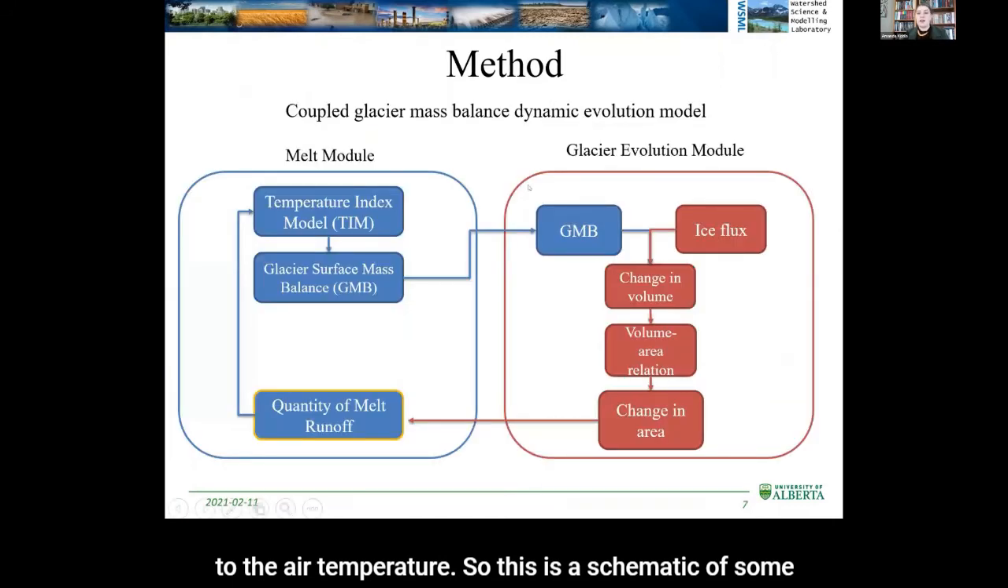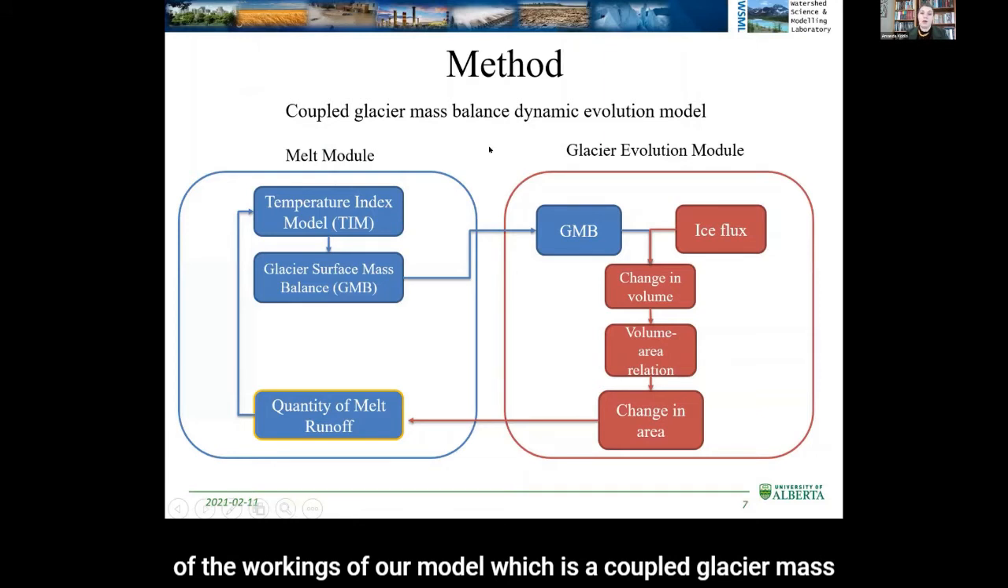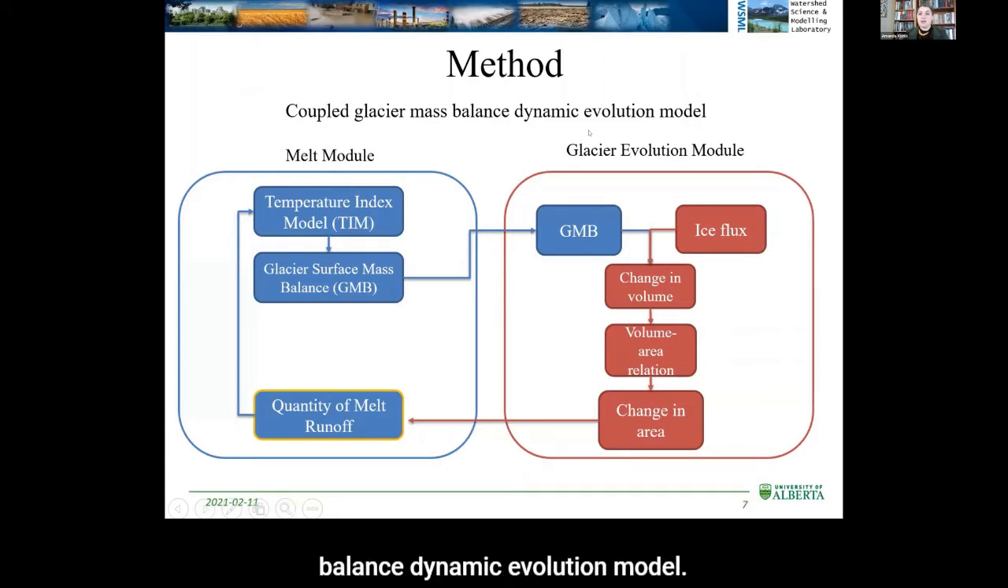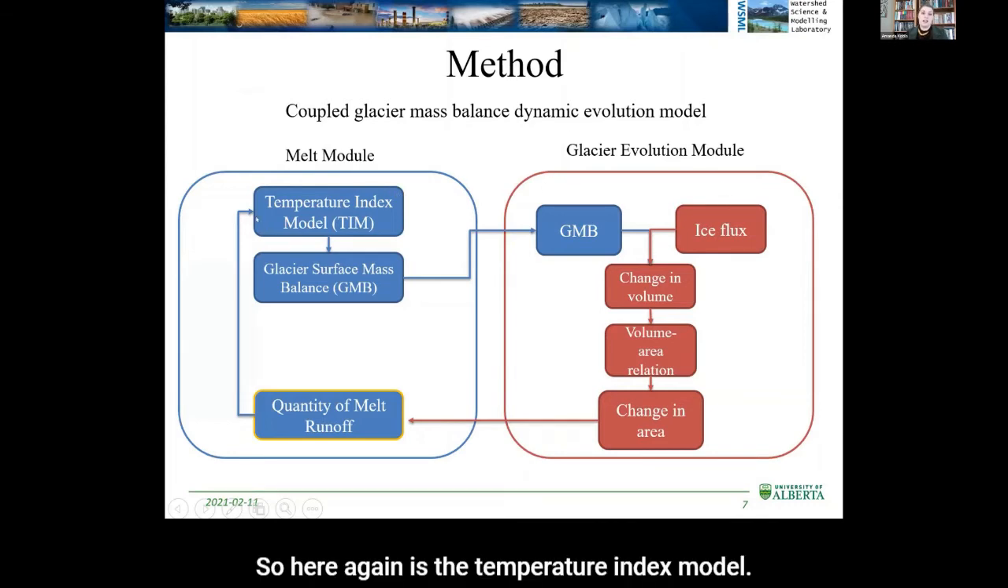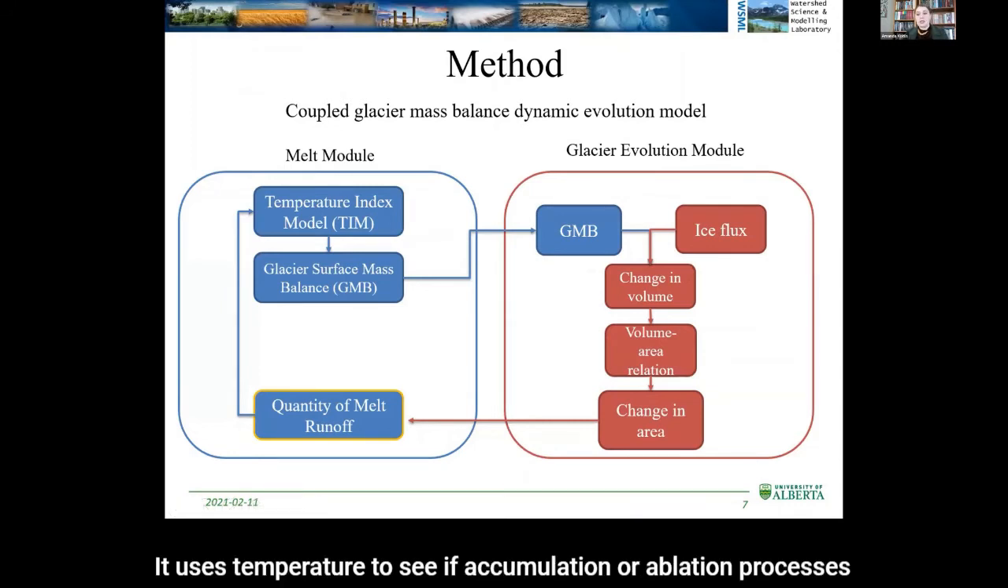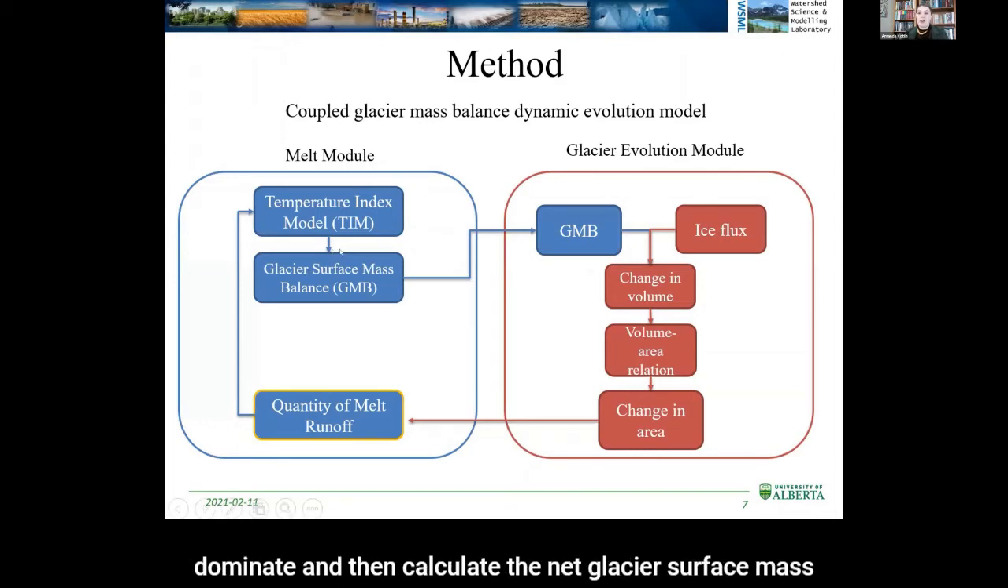So this is a schematic of some of the workings of our model, which is a coupled glacier mass balance dynamic evolution model. It's broken into two parts. So we have the melt module that simulates the change in mass, and then the glacier evolution, how it responds to that change in mass. So here again is the temperature index model. It uses temperature to see if accumulation or ablation processes dominate, and then calculate the net glacier surface mass balance.